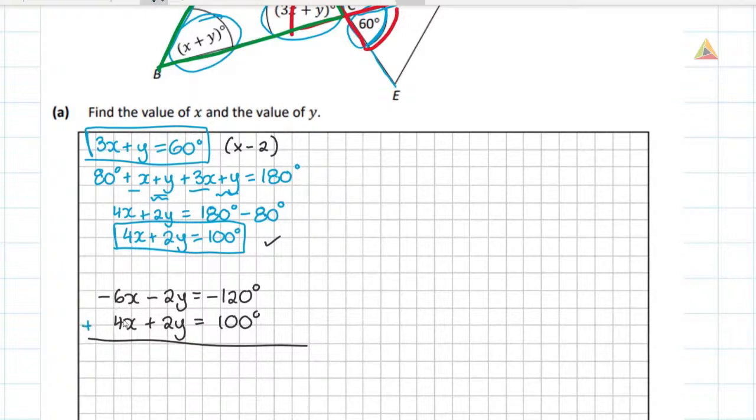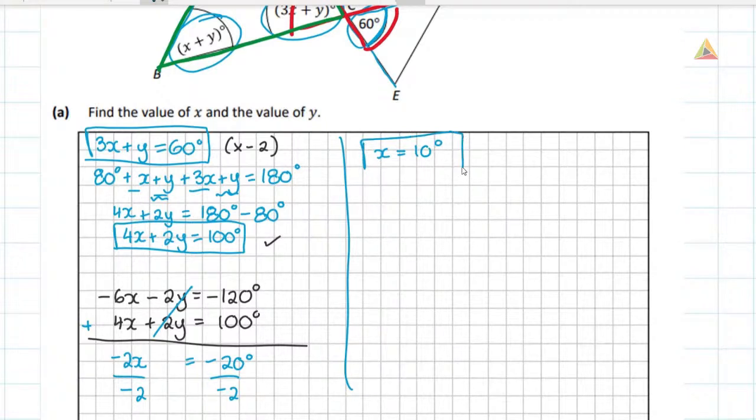So I say minus 6x plus 4x, so that gives me minus 2x, minus 2y plus 2y, they cancel out, and minus 120 plus 100 gives me minus 20 degrees. So minus 2x is equal to minus 20 degrees. I'm going to divide both sides by minus 2, and that gives me that x is equal to 10 degrees. So that's my first unknown solved for. X is equal to 10 degrees.